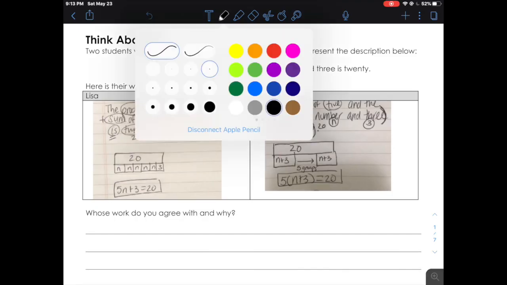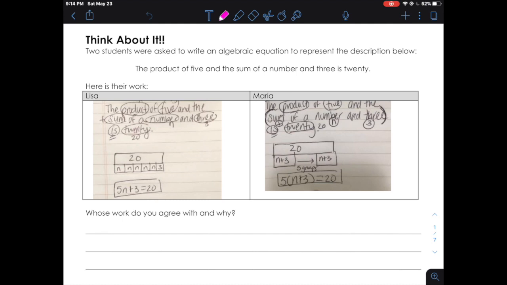Alright guys, so the first thing I want to do is mark up my text. I want to mark up the phrase so that I know what I'm expecting, just like they marked up their phrase. The product is the answer to a multiplication problem, so I'm going to be multiplying 5 and the sum of, so this means I'm going to be adding a number and 3 is 20. Remember, anytime it says is a number, that means equals that number. So is 20 means equals 20.